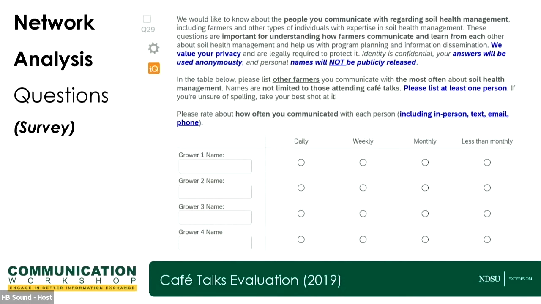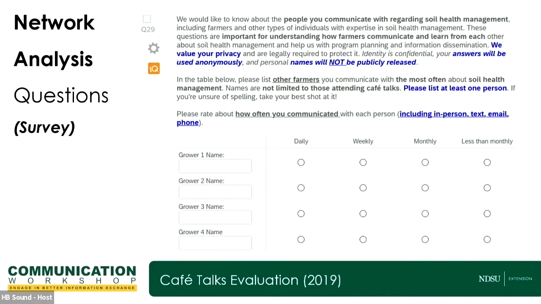And so we also want to know how often they communicated with somebody. So this is that network analysis. We covered this last week on some of our, what do we do and how are we measuring how information is getting out there. So this is that first question. Which are the 4 growers that you speak to the most frequently about soil health? And so they name their names and then they say how often they actually spoke with them.